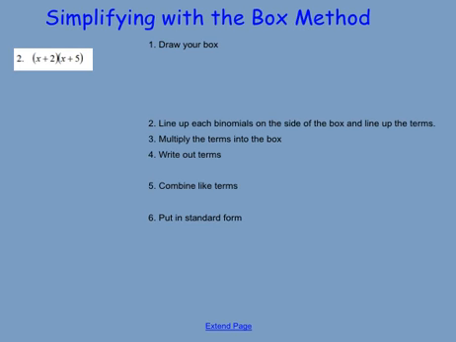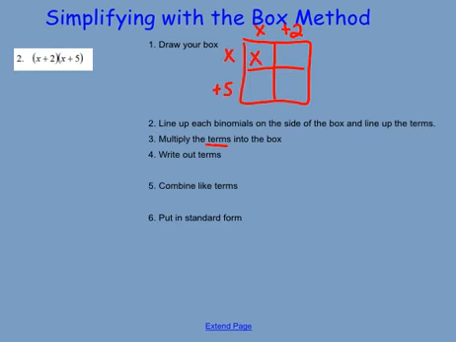Simplifying with the box method. So we're going to draw our box. Red should show up here. It's awesome. We got sound effects today. X plus 2. Here's how you write this. So you write x, and I would include that positive 2 there. And then my other one is x, and a positive 5 here. So line up each binomial on the sides of the box and line up the terms. So multiply the terms into the box.